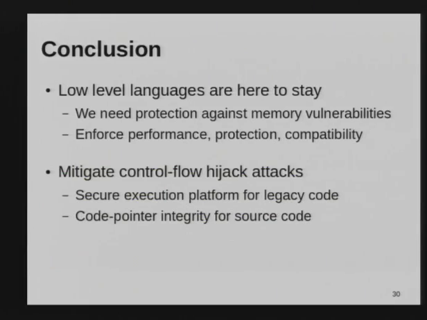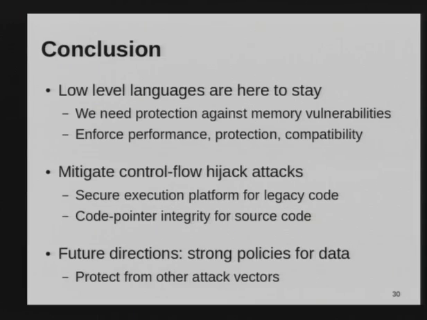I presented two approaches that mitigate control flow hijack attacks. On one hand, a secure execution platform for legacy code that interacts or can interact with the code pointer integrity policy in the second step that protects any source code. So if you have source code available, you would recompile the application using the code pointer integrity policy. If you don't have it available, you would run the remaining code under the secure execution platform, trying to provide the strongest protection possible.